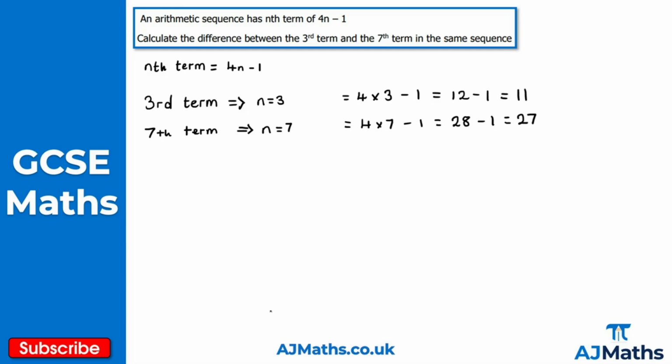Okay. So now if we want the difference between the third term and the seventh term, the difference here, that's going to be the seventh term minus the third term. Okay. So in that case then, we're going to get 27 minus 11. And 27 minus 11, that would give us 16 here. And there we have it. So that's our solution to question 5.